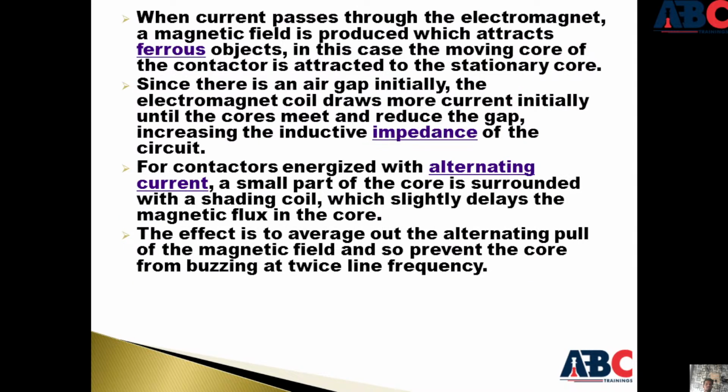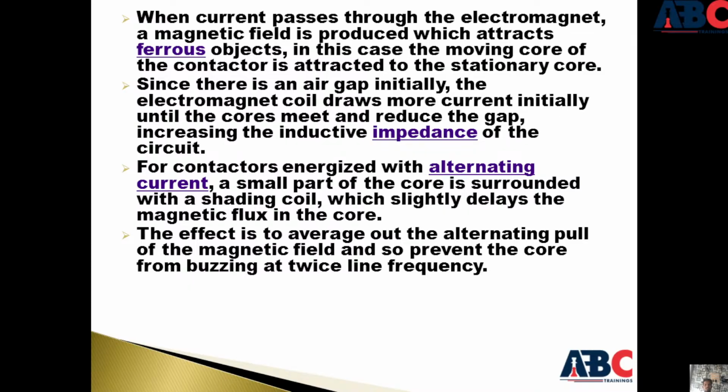When current passes through the electromagnet, a magnetic field is produced which attracts ferrous objects. In this case, the moving core of the contactor is attracted to the stationary core. Since there is an air gap initially, the electromagnet coil draws more current initially, until the cores meet and reduce the gap, increasing the inductive impedance of the circuit.